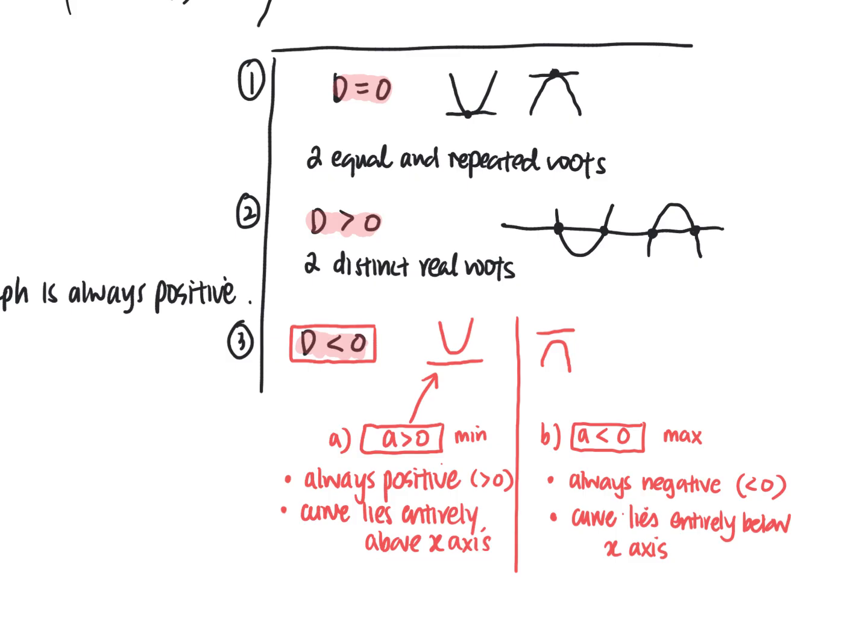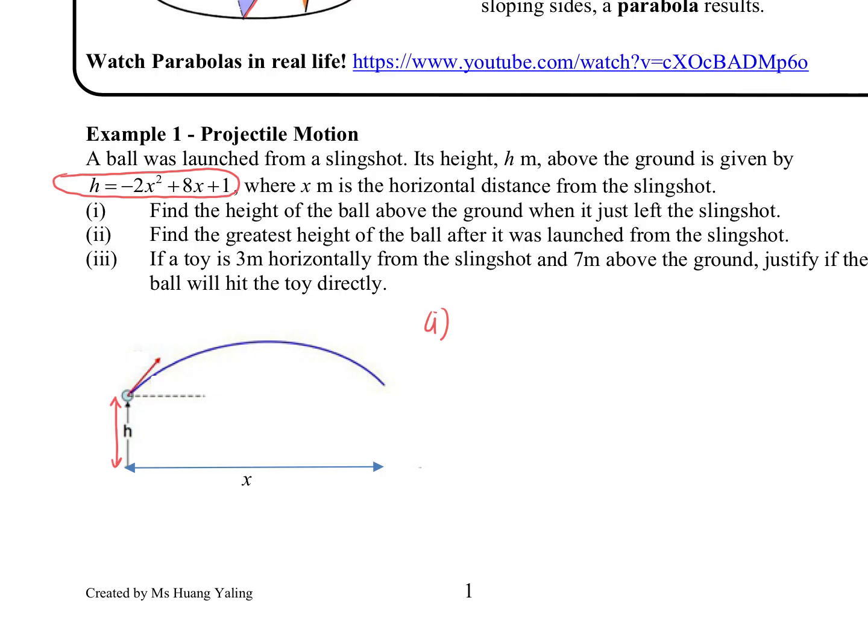Very good. Done? Okay, let's move on to 1.3. Problem sum kind of questions. How can I find this height? My mission is to solve for h, right? So what value of x must I sub in? At this point, what do you think my x is? 0. I haven't even begun, right? My distance from the slingshot is nothing. So I will sub in x as 0. So you'll just get 1. So this is a height of 1 meter above the ground when you launch the ball from the slingshot.